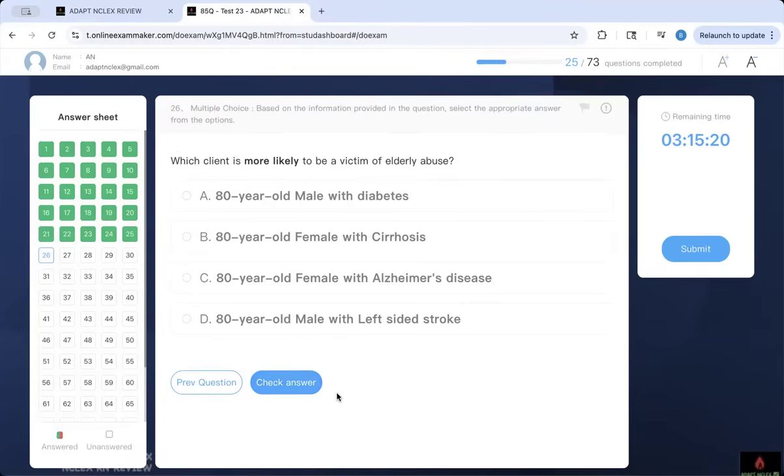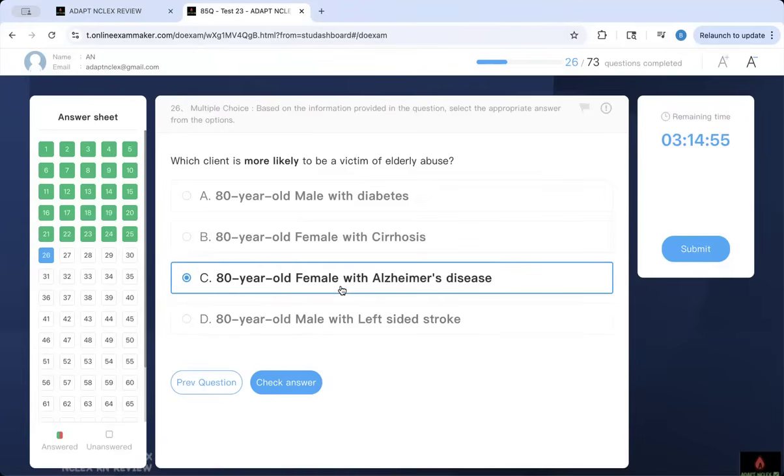Which client is most likely to be a victim of elderly abuse? An 80-year-old male with diabetes, an 80-year-old female with cirrhosis, an 80-year-old female with Alzheimer's, or an 80-year-old male with a left-sided stroke. Who will usually be abused? You pick your answer. Let me know. I can tell you who. C is the right answer.